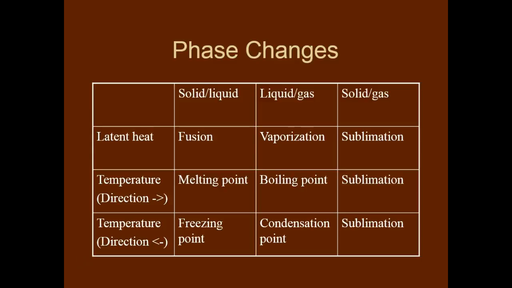Latent heat of fusion for water, 80.0 calories per gram. You used that in the lab last time. And we didn't do latent heat of vaporization, though it was going on in the first lab we did in this chapter, and that's 540.0 calories per gram. Okay?